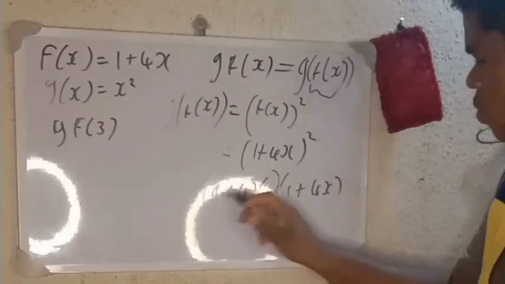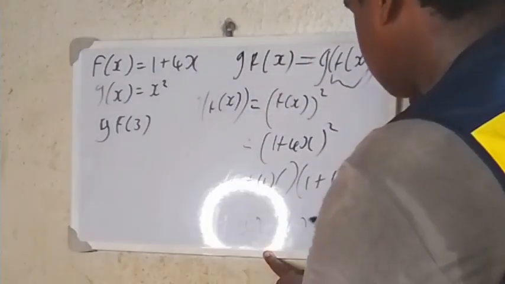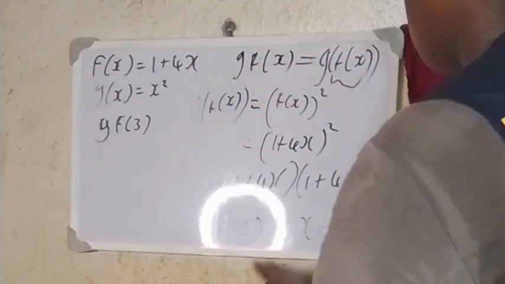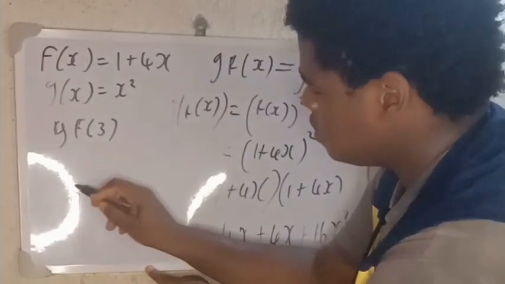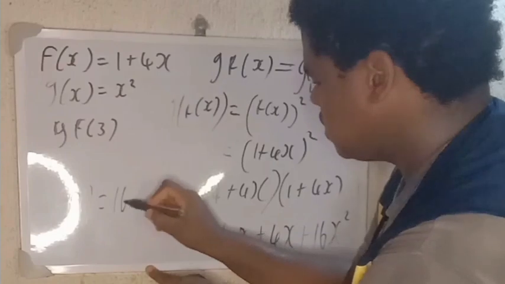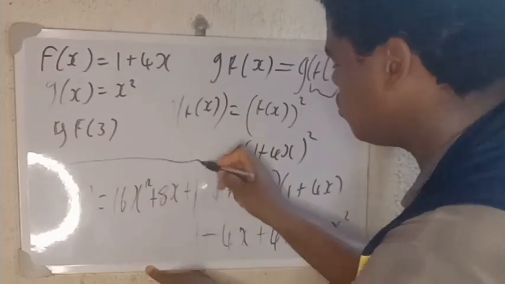1 times 1, that's 1. 1 times 4x, that's plus 4x. 4x times 1, that's plus 4x. And 4x times 4x, that's plus 16x squared. If you add all of them up, that will give you g of f of x is equal to 16x squared plus 8x plus 1. Let's put a box around that.